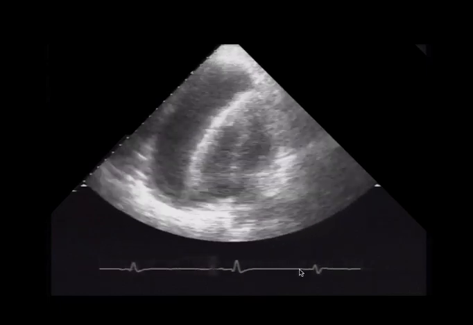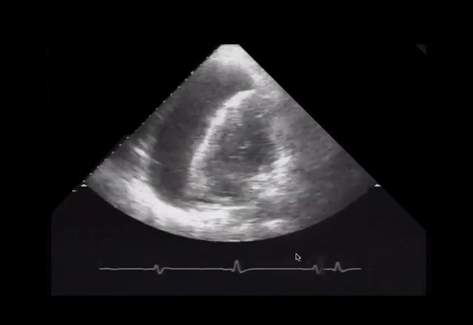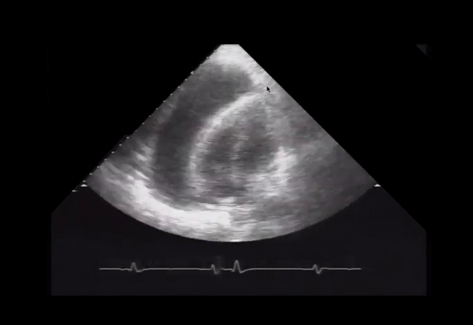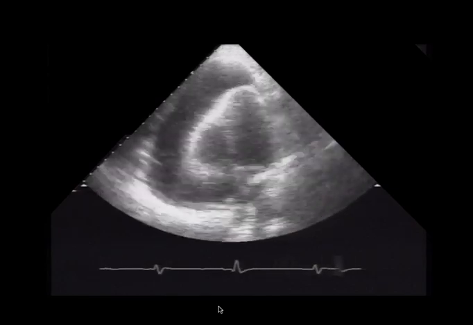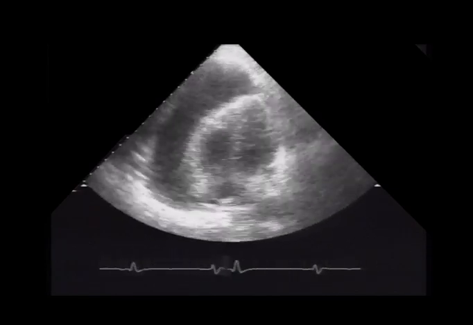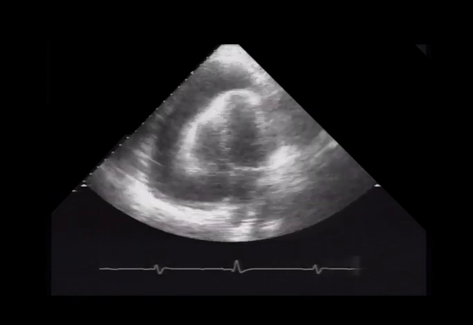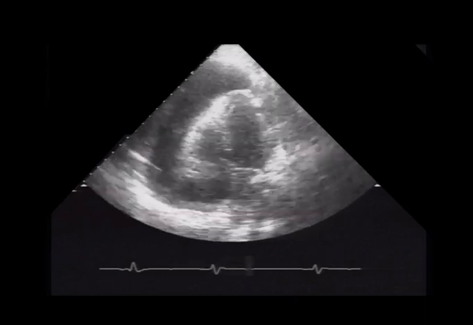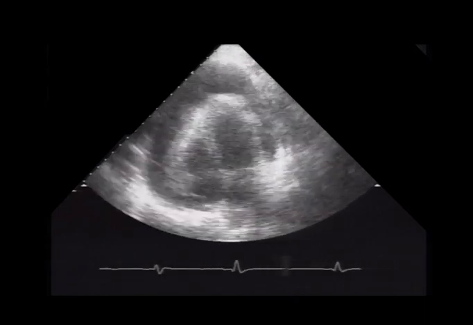But the most common finding on an electrocardiogram of pericardial tamponade is not electrical alternans. It's simply low voltage ECG. But it is cool when you see electrical alternans. But again, echo is a much better test than electrocardiography for this diagnosis.